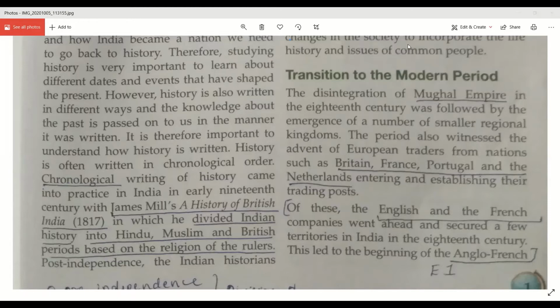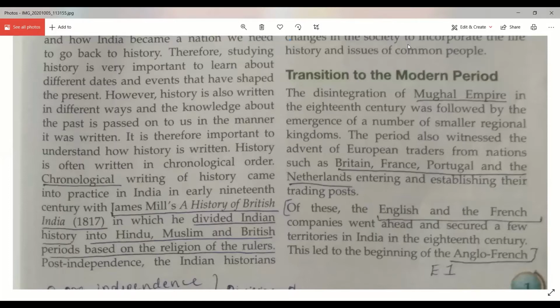Chronology: the arrangement of events or dates in the order of their occurrence. Correct. So chronology means when we arrange events that are happening, or dates, in the order of their occurrence. Basically, we make a list of things that have happened based on dates.